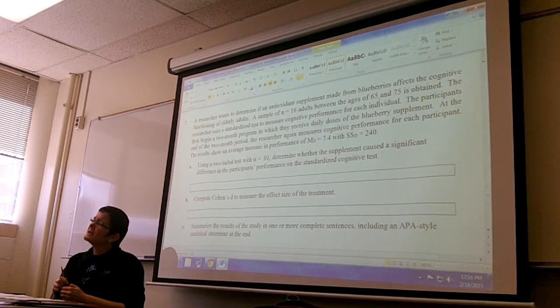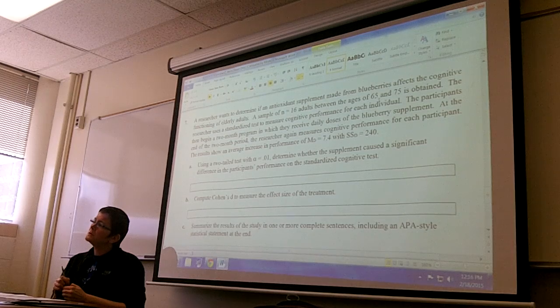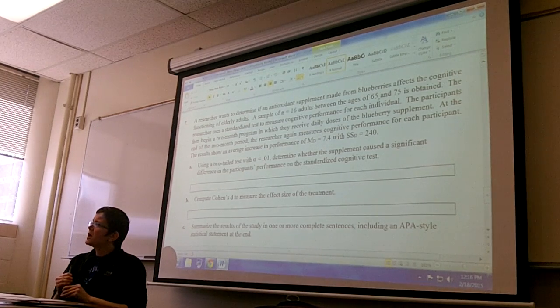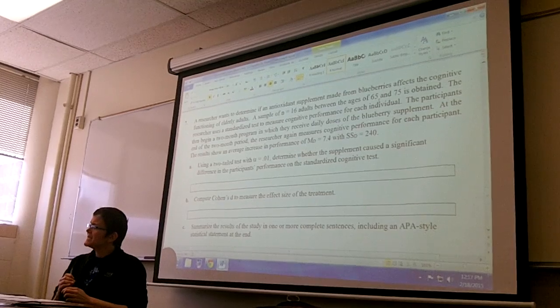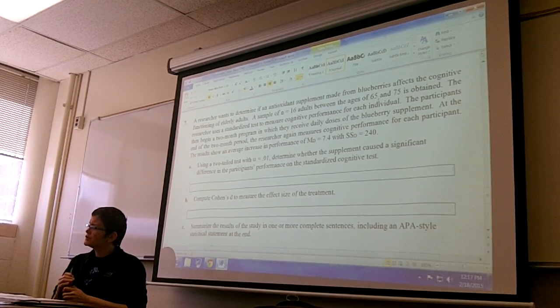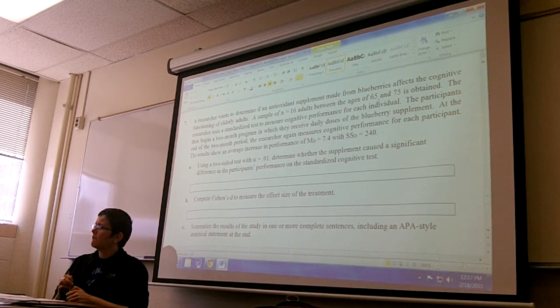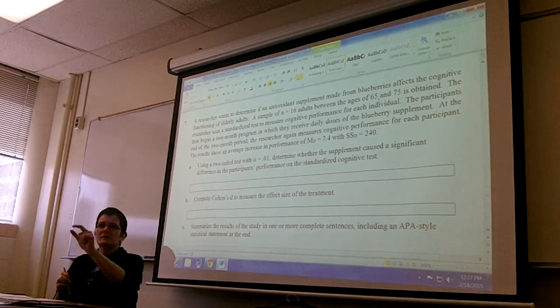I still am not clear that it's the same group of people. So I might want to put something in there like before and after. So elderly adults have significantly better cognitive functioning after taking a blueberry supplement for 2 months than they did before taking the supplement, or something like that. Does that make sense? Anybody else want to try another one?